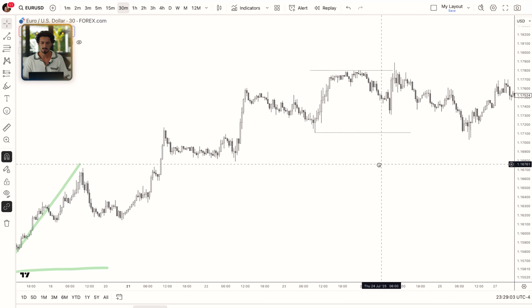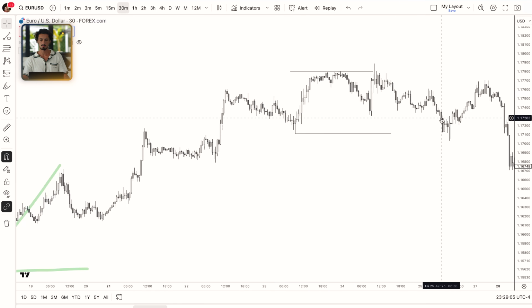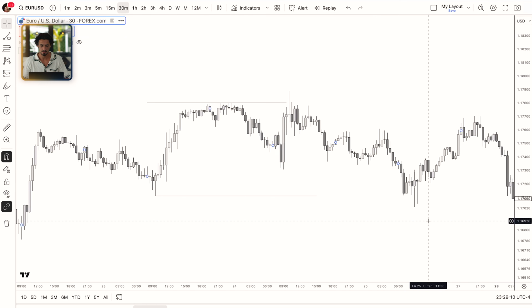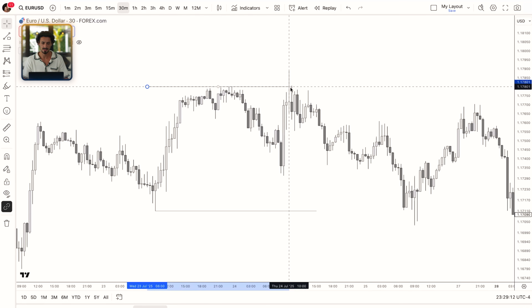Now, what happens is price starts to move sideways, right? We don't really get a real break of a high, a real break of a low. In fact, what you see here is that we get this wick, right? And for me, a wick is not a break of structure. That is what we refer to as a liquidation.